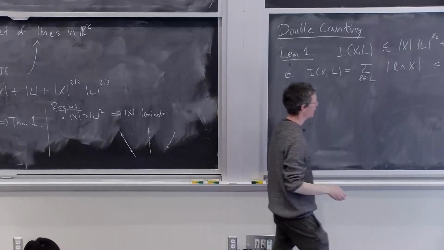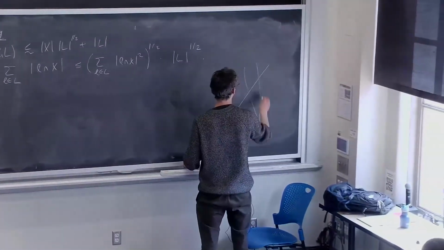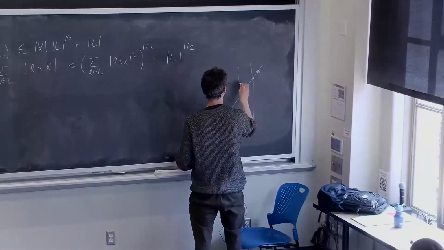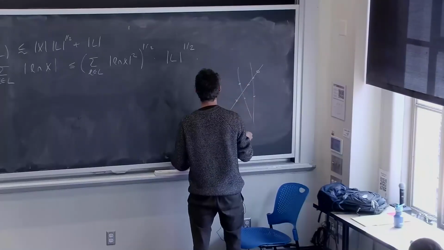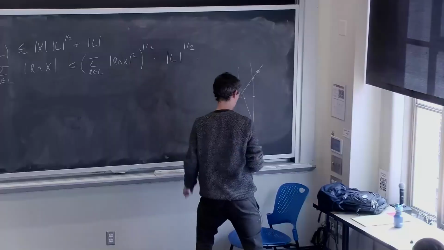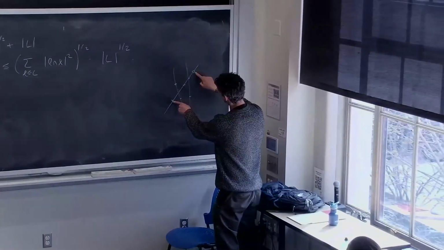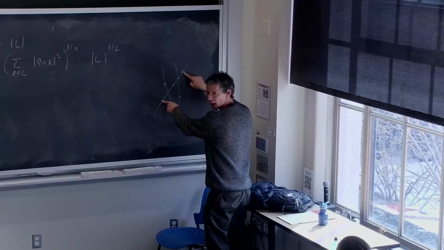OK, so what do I gain by Cauchy-Schwarzing it? Well, if you think about the number of points on this line squared, it's very similar to counting the number of pairs of points on the line.